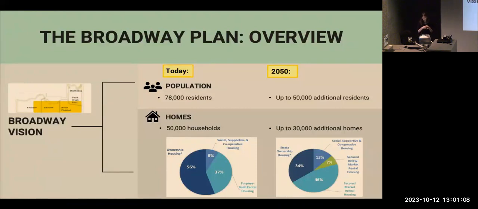And this percentage is extremely significant because it represents 25% of the total number of purpose-built rental in the city of Vancouver. However, one of the main challenges is that this housing stock is aging and needs repairs or replacement. And therefore the plan aims at adding up to 30,000 additional homes by 2050, with the majority of them, as you can see there, being purpose-built rental. The plan also includes some tenant protections in order to minimize displacement as these major changes occur in the area.